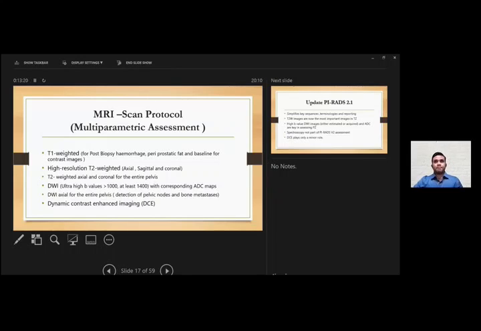Diffusion imaging: the recommendation is that we need ultra high B values, greater than 1000, with corresponding ADC maps. DWI imaging in axial sections of the entire pelvis is also recommended so that it detects pelvic nodes and bone metastasis. Also, multiparametric assessment includes dynamic contrast enhanced imaging.